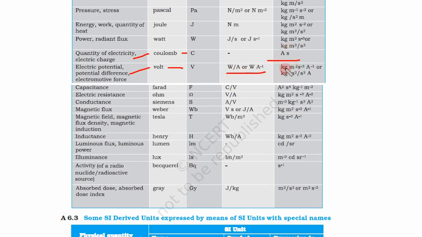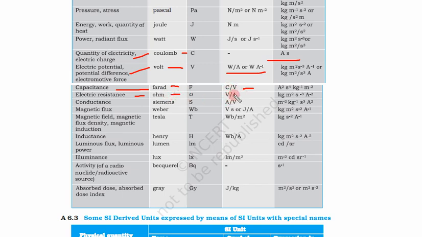So here the unit becomes very difficult. Kilogram meter square divided by second cube per ampere. So this is quite complex. Capacitance, the common unit is farad, but the unit here is coulomb per volt. This SI unit: ampere square second to the power 4, kilogram inverse meter to the power -2. Very complex. Electrical resistance, the unit is ohm.